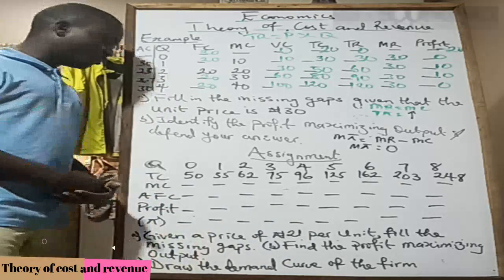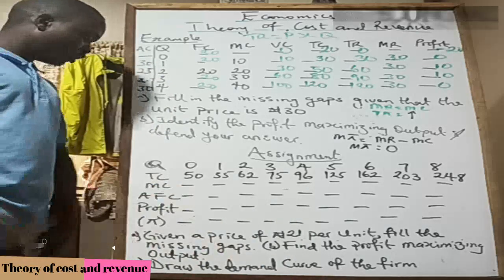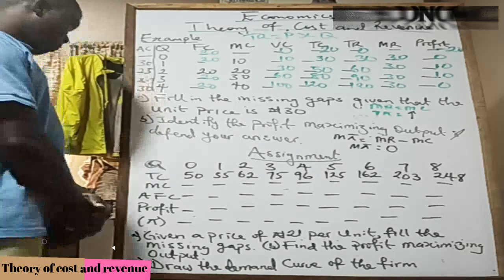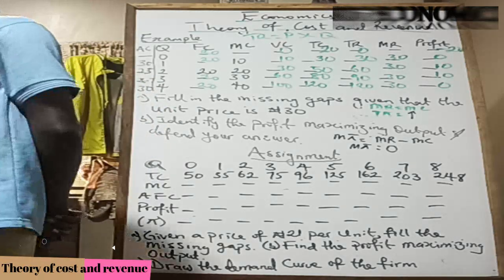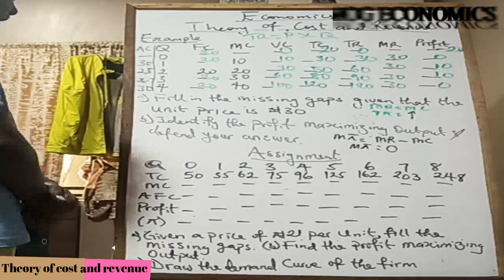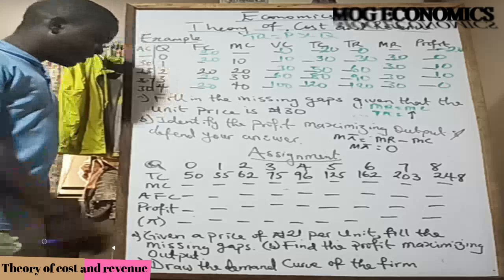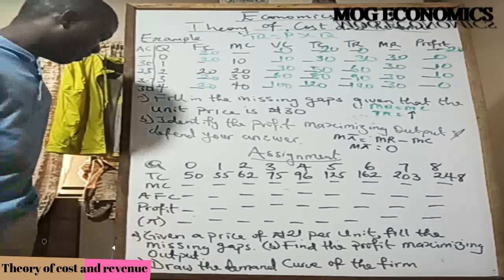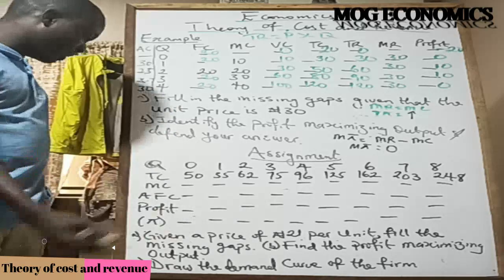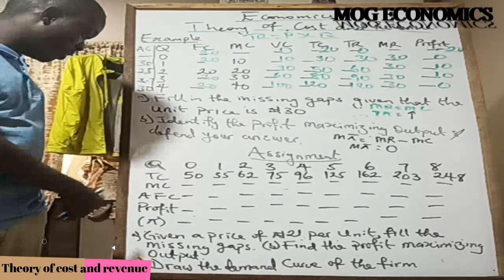So we have an assignment that has been written on the board. We have this schedule to work with. You only have values for total cost, and then you have to calculate your marginal cost, average fixed cost, and profit.